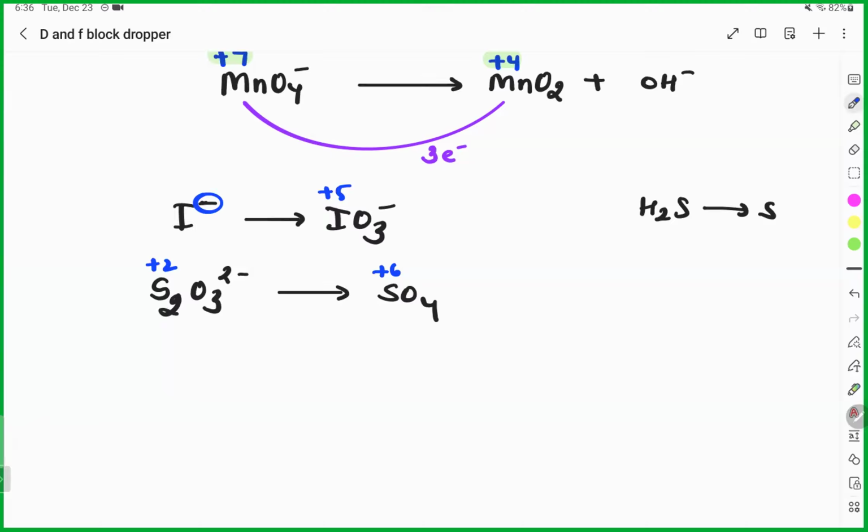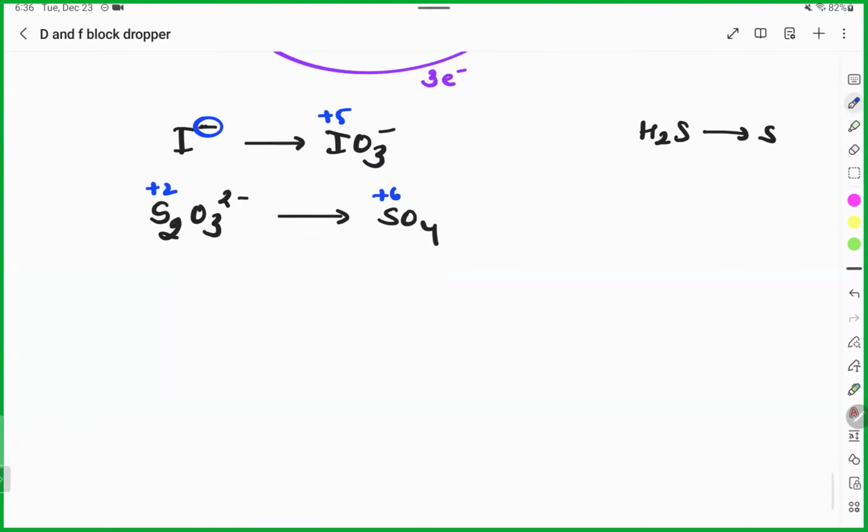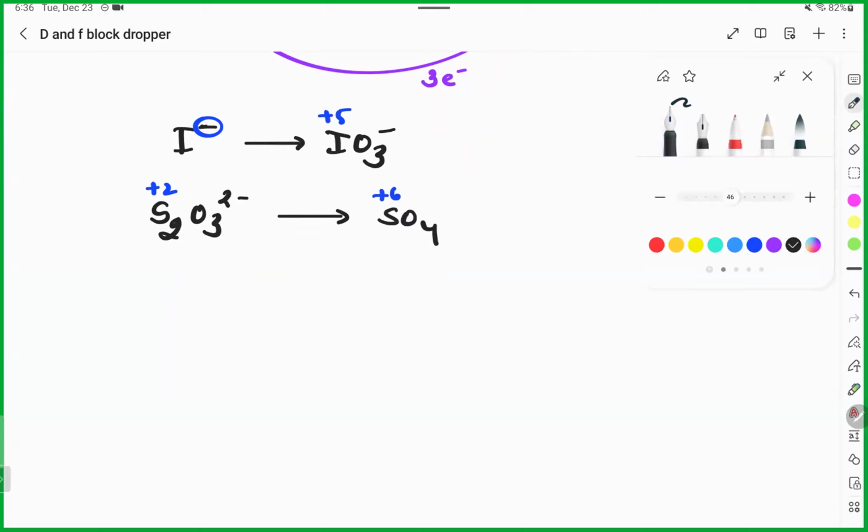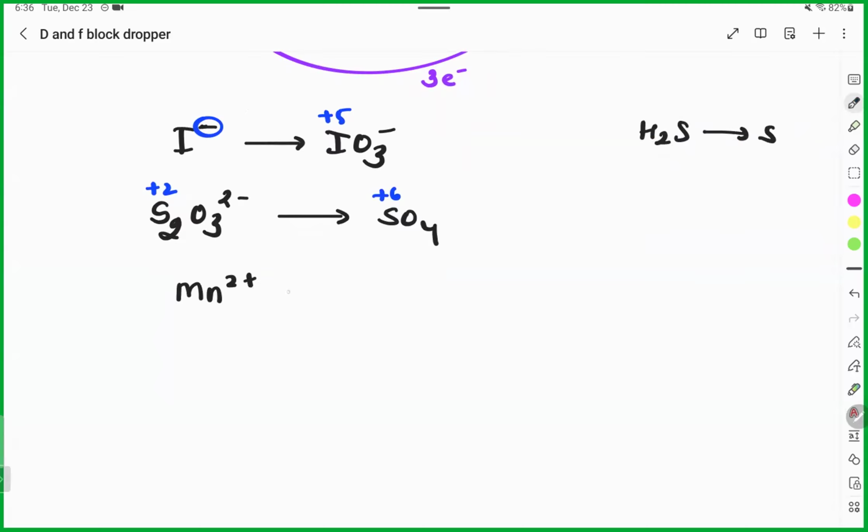And sometimes the same manganese can undergo oxidation and reduction at the same time. Example, if you take Mn²⁺, this will convert into Mn⁴⁺. Manganese is causing oxidation of manganese.